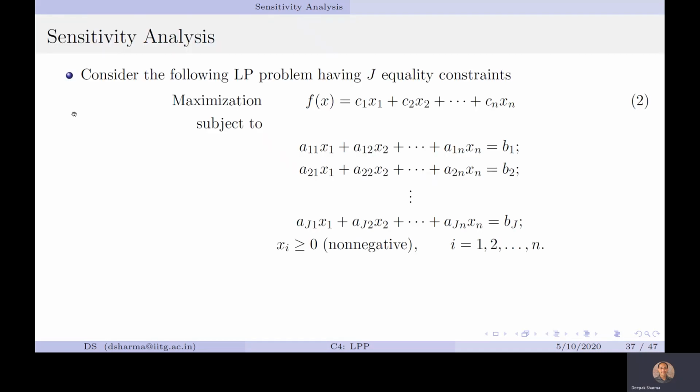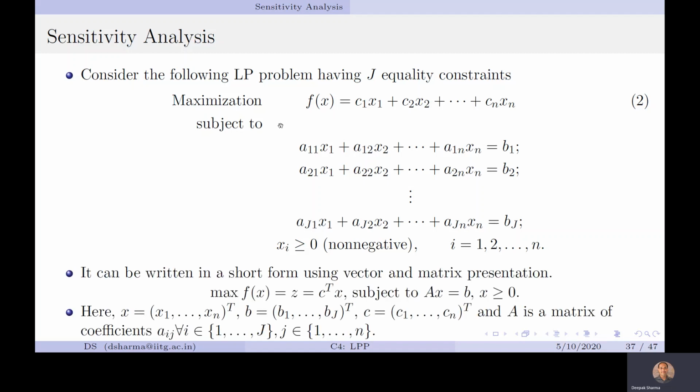Let us discuss sensitivity analysis in linear programming. Before we start, this is the generalized problem formulation for LPP, in which we want to maximize our objective function as given, subject to various other constraints. All of them are linear equations, so that's why it is an LP problem.